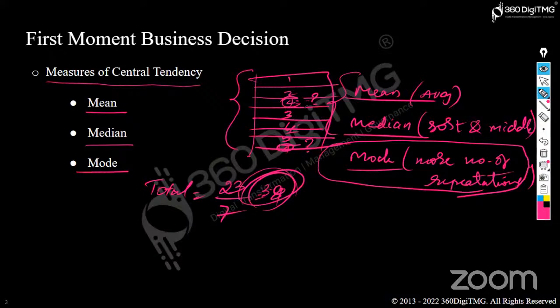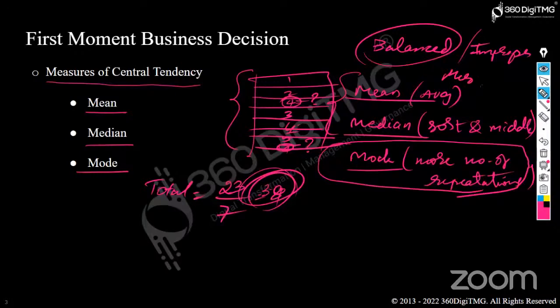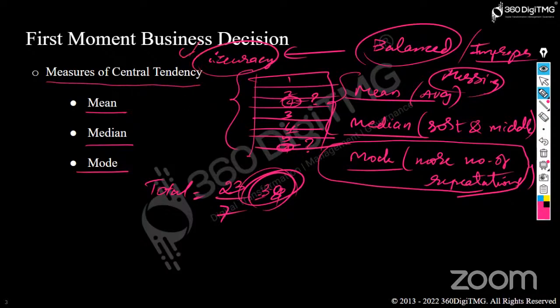So why are we updating some value here? Because the data should be balanced. You should not have any imbalanced or improper data or any missing values. When you have missing values, it will lead to inaccuracy. Your accuracy will go down. If something is missing, your accuracy will go down, and it is not a proper method to use calculations with missing values.